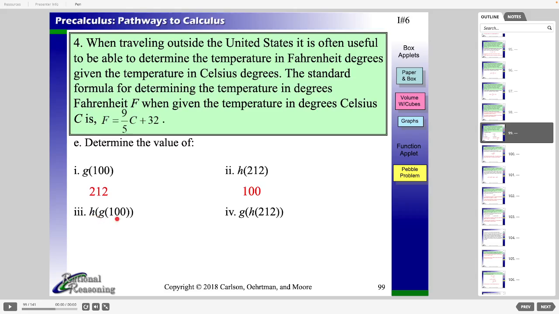So H of G of 100 is just going to be 100 because, there was an intermediate step, but it undoes each other. Same thing with G of H of 212. We end up back exactly where we started.